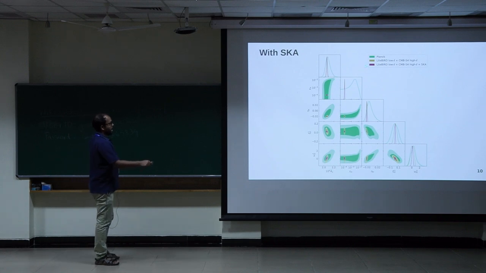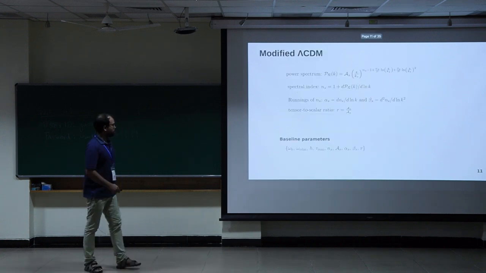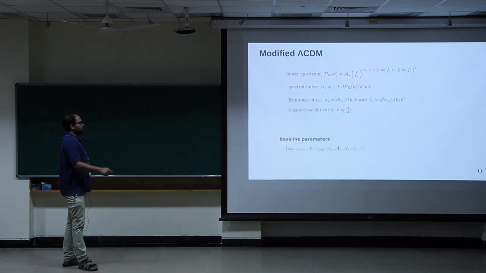If we add this LiteBIRD and CMB-S4 in a mutually exclusive way, you can see the constraint becomes much stronger, and if you add SKA, you can see the constraint is even stronger, which is expected. Then there is the modified lambda CDM parameterization. These 6 parameters you already know, and then we added 2 additional runnings of the spectral index, alpha_s, beta_s, and this r is the tensor to scalar ratio.